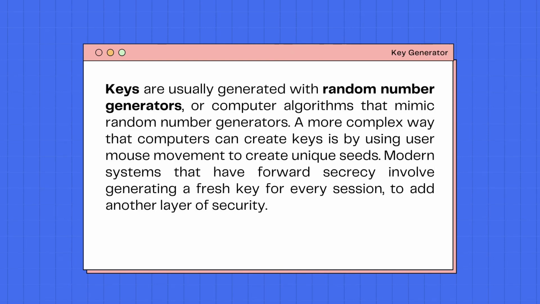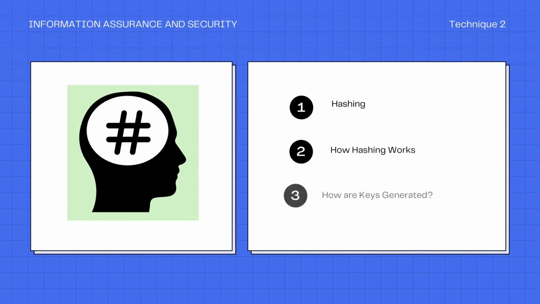How are encryption keys generated? Keys are usually generated with random number generators, or computer algorithms that mimic random number generators. A more complex way that computers can create keys is by using user mouse movement to create unique seeds. Modern systems that have forward secrecy involve generating a fresh key for every session, to add another layer of security.